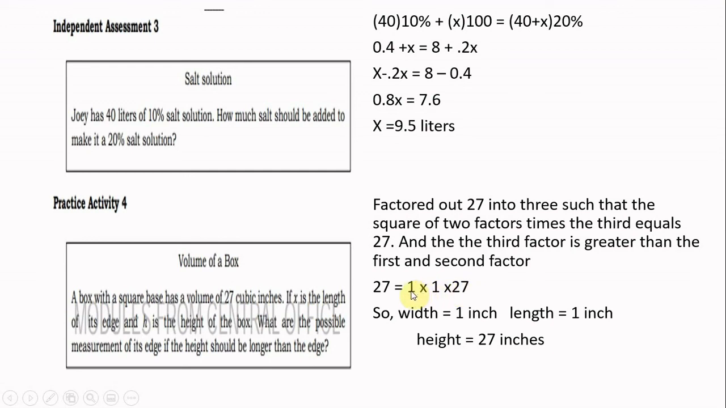And 1 is our length, and 1 here is our width because we are referring to a square base, times 27. This is our height. So our height is greater than the length and the width. So width is 1 inch, length is 1 inch, and height is 27 inches.